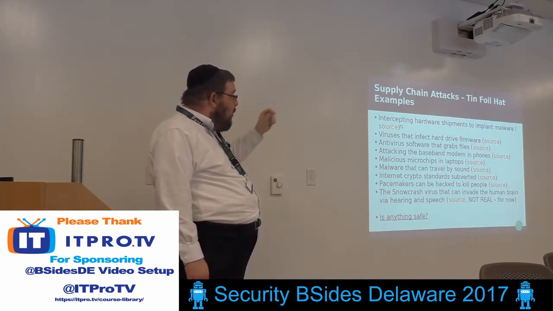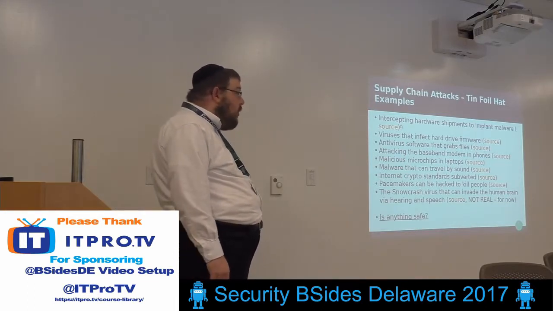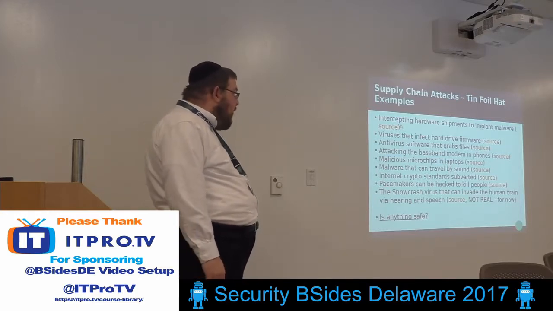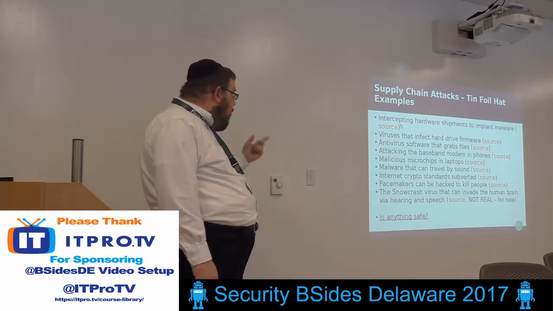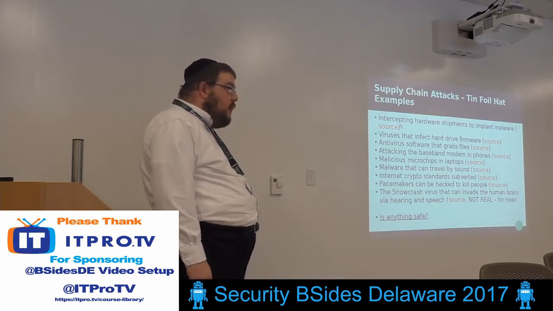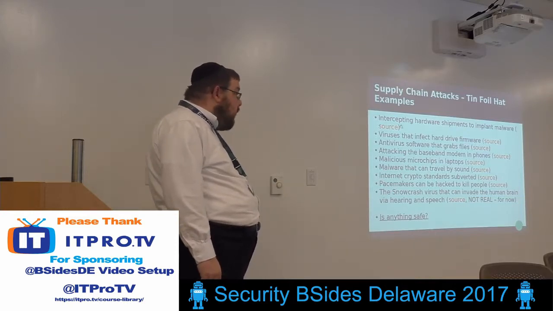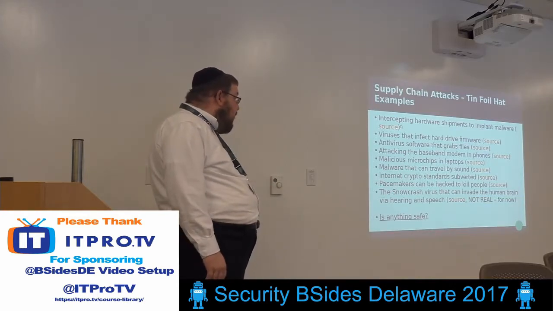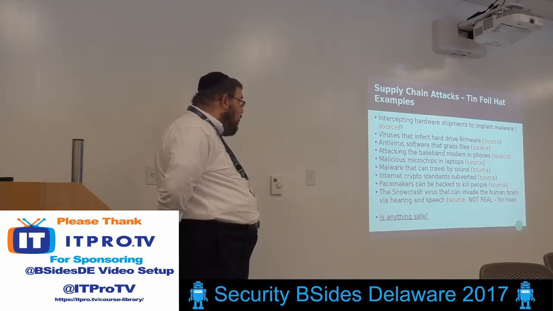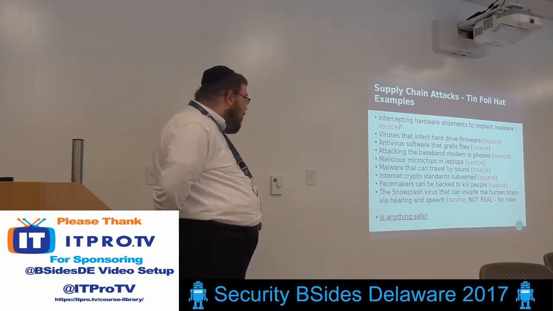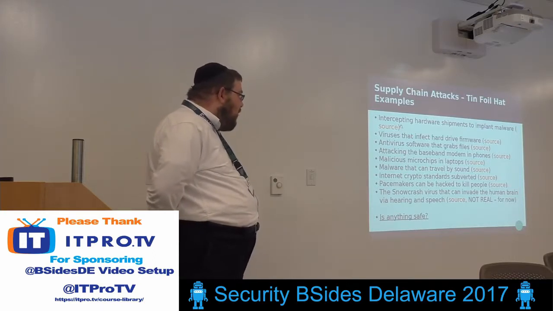NSA has been found to intercept hardware shipments. It's true. Viruses infect firmware and hard drives. It's also true. This antivirus software grabs files for the NSA. Baseband modems in phones can be attacked. You could have malicious microchips in laptops. That's Lenovo, banned by the government because of that, allegedly. Malware can travel by sound. There's research around that. There's research right now about whether the crypto standards have been compromised. You've got pacemakers that can kill people. That's not sci-fi. That's a thing. St. Jude just recalled a bunch of them. No, the crash is not. However, that's actually a sci-fi book.